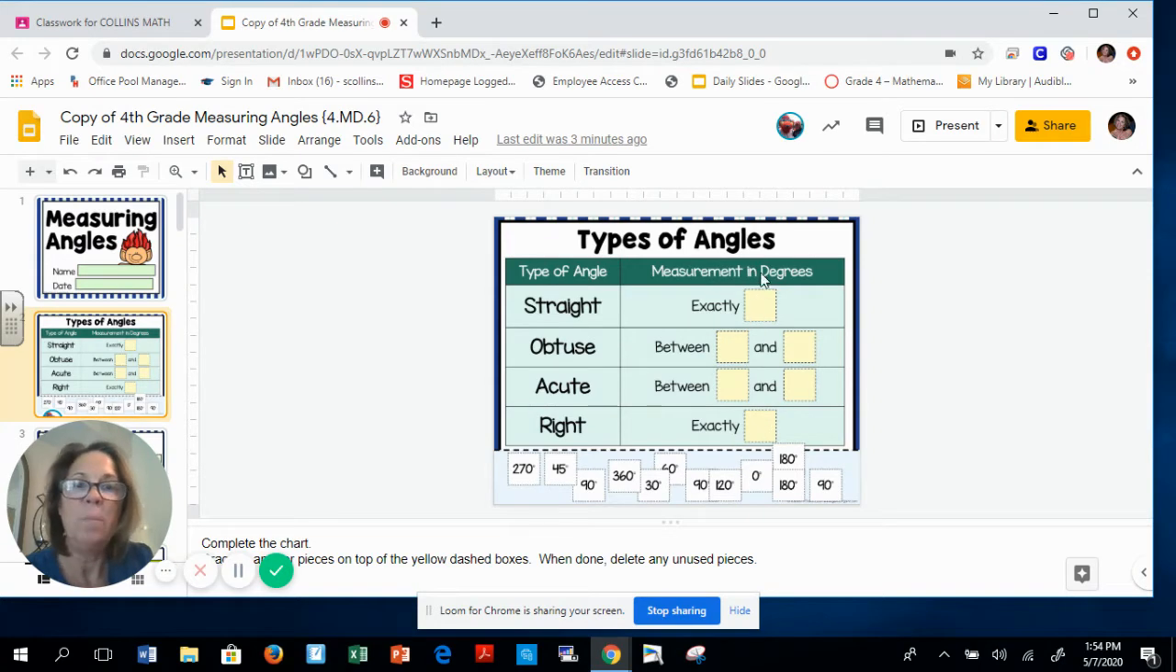So when you put those in there, 180 for the straight, obtuse is between 90 and 180. Acute is the smaller ones. They are between 0 and 90. And then that exactly 90 degrees, it has to be an exact 90-degree angle to make a right angle.